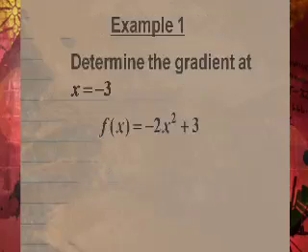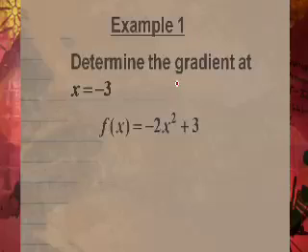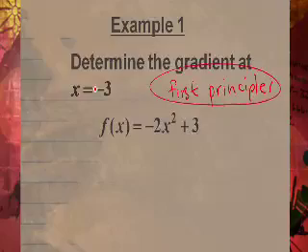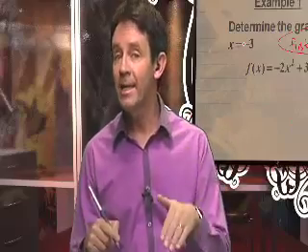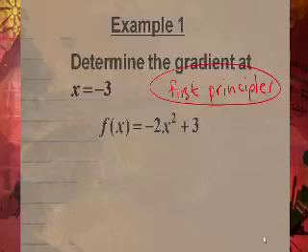Now, here's a typical exam question, guys. Determine the gradient of this parabola at x equals minus 3. What they would say to you, in fact, I'm going to add that on, is they use the words first principles. This is so important. From first principles, determine the gradient of this function, okay? This graph. Now how do we do it?